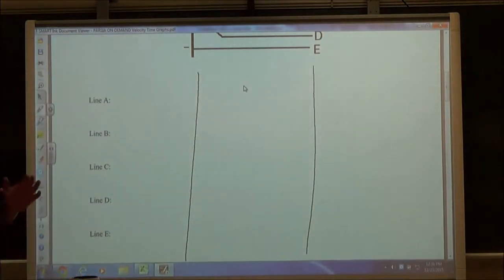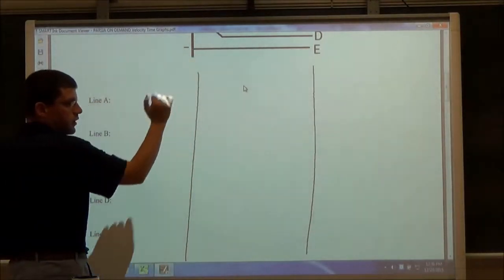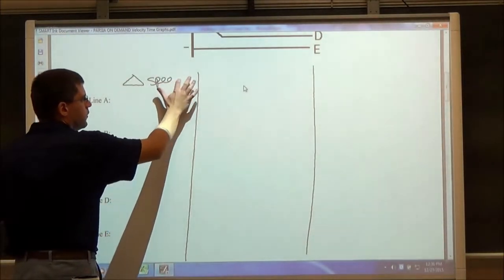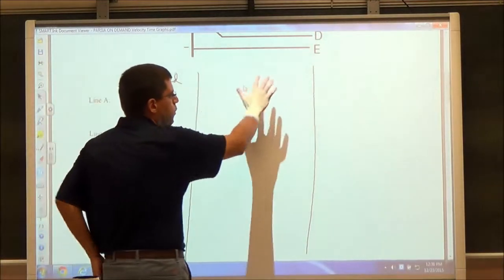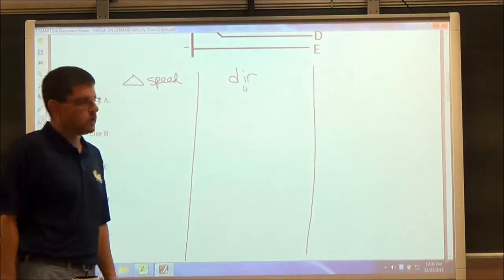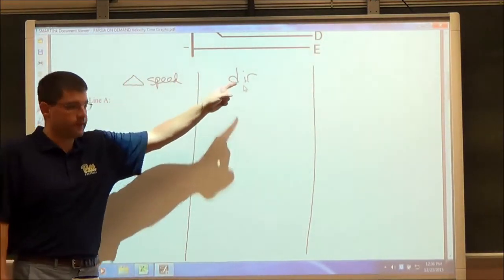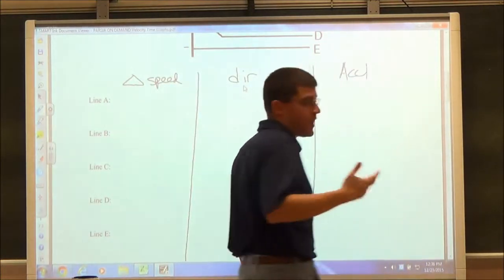Okay? Now velocity is speed in a given direction. So the first thing we need to think about with acceleration in graphs is: is there a change in speed? That's going to be your first column. Second, what direction are we traveling? So this right here, change in speed in a given direction, will tell us what type of acceleration we're encountering.